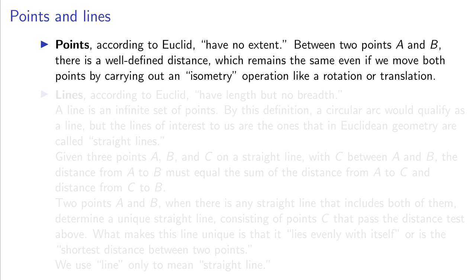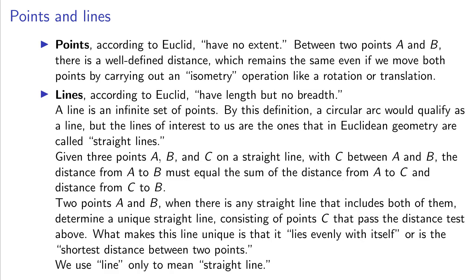Geometries also have lines. Euclid says they have length but no breadth. And according to that definition, say, a circular arc would qualify as a line, and indeed it does, according to Euclid, but he focuses his attention immediately only on straight lines. And in other non-Euclidean geometries, the only lines we'll consider are the ones that are the straight line in that geometry, though they may not look straight to you when you first meet them.